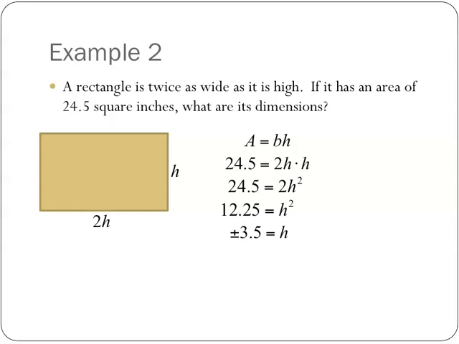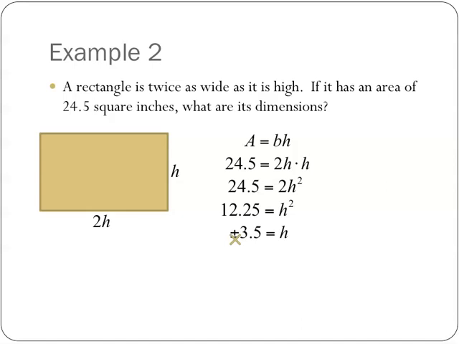Now, since in this problem we are working with a rectangle, and a rectangle does in fact have measurements, it has a length, it has a width, the measurement cannot be a negative number. So we know h cannot be negative 3.5 here. So h is equal to 3.5.